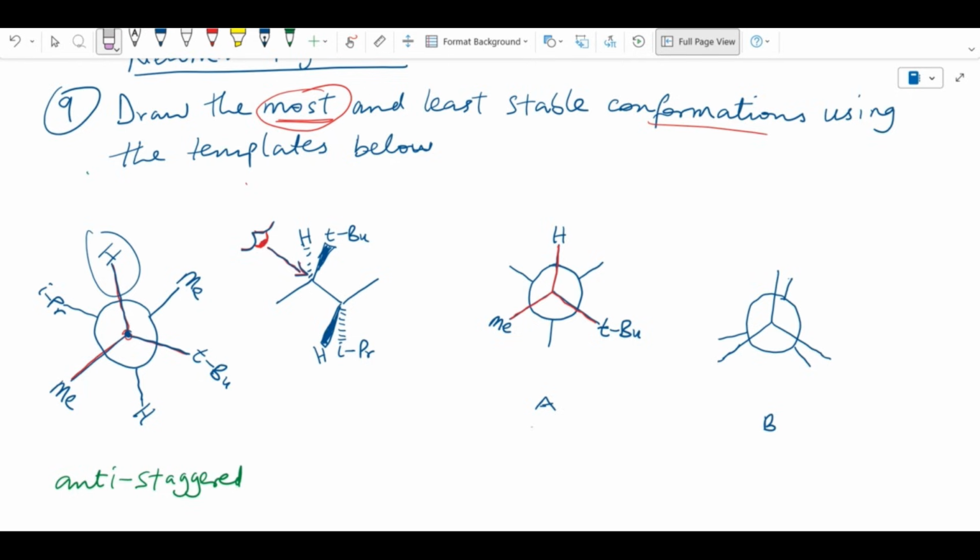As for the substituents on the back carbon, I have this methyl group, which I will write here. I'll place the methyl group there. Then I have this hydrogen, which I will place here. Then I have this isopropyl group, which corresponds to this bond, isopropyl.